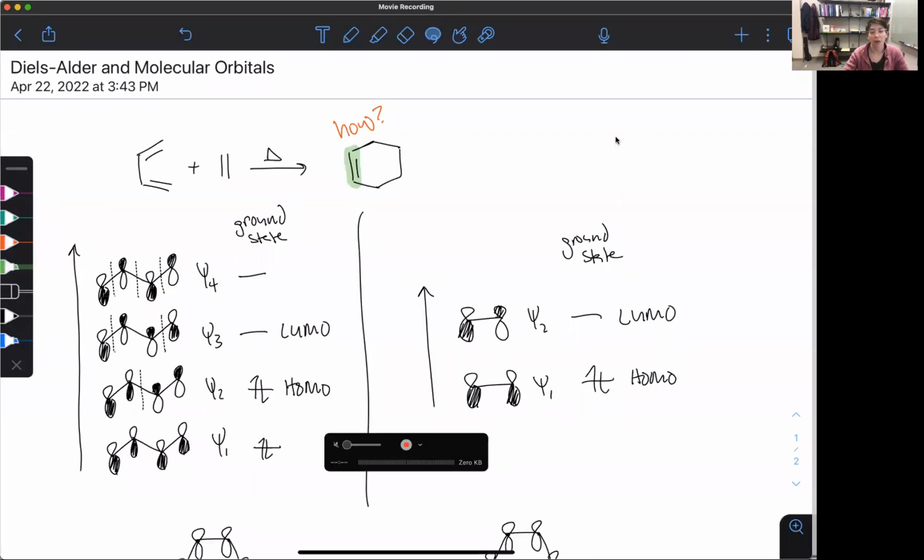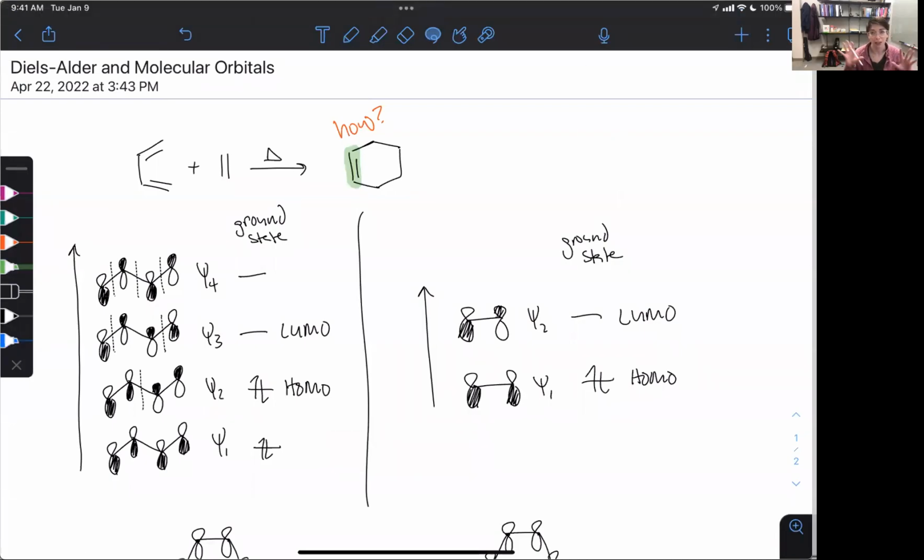Hi, everybody. I'm going to answer a couple of the questions in the video because I think that's going to make a little bit more sense. So one of the questions was, how exactly do we end up getting this pi bond after the Diels-Alder reaction, considering the molecular orbital diagrams that we've been drawing out?